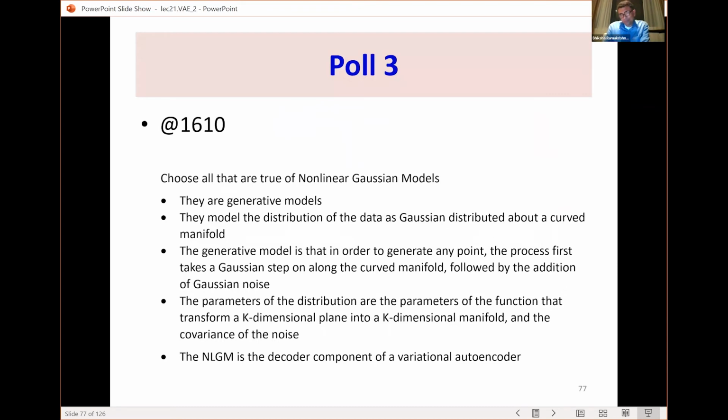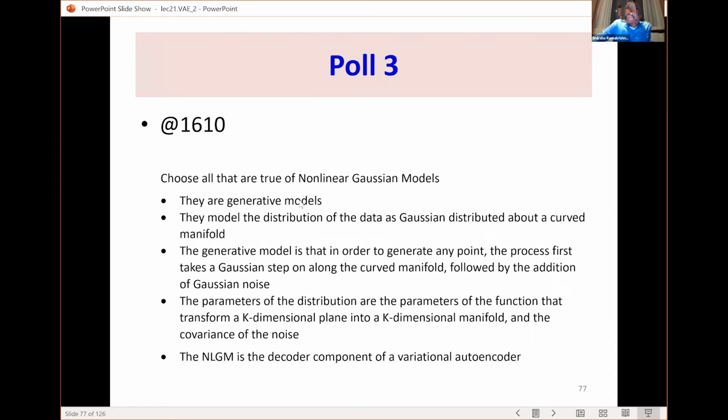So here's your poll. Can you see this poll? All right, 10 seconds. Right. So let's get the answers.